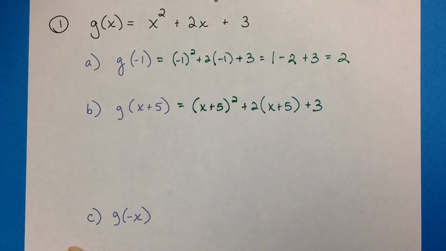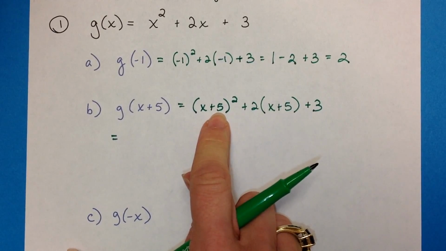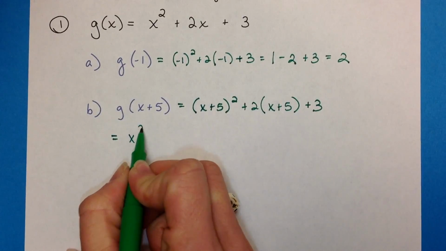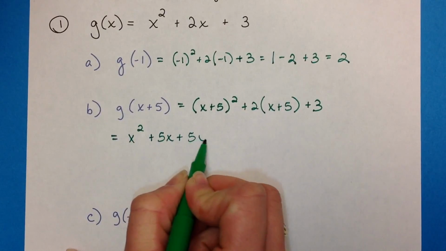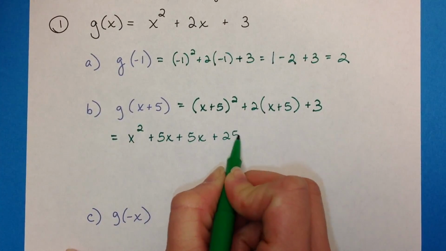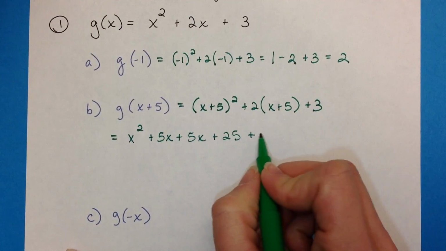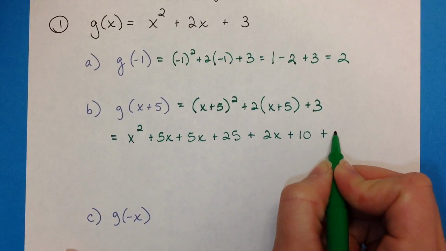Now simplifying this, you would need to FOIL this out, so if you need to go over to the side and write it down twice, you can. If you write this twice and FOIL it out, then you're going to have x squared plus 5x plus 5x plus 25. Then you would need to use your distributive property here with the 2, so you'd have plus 2x plus 10. Bring down the plus 3.